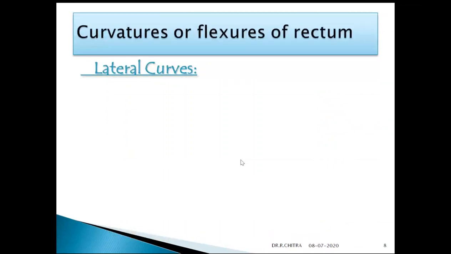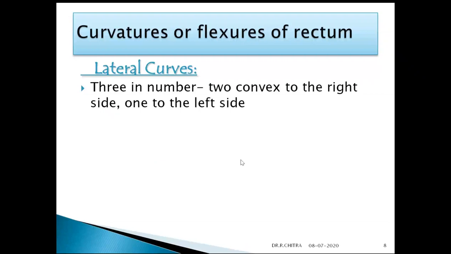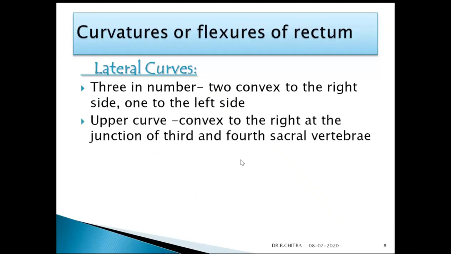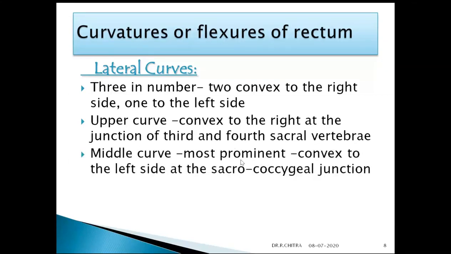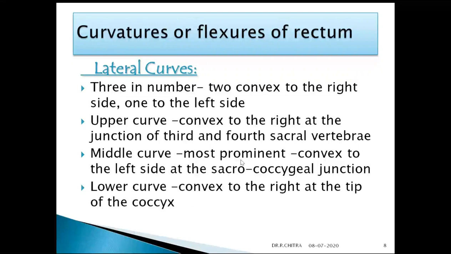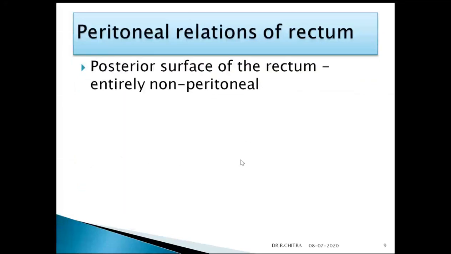So this rectum presents lateral curvatures also, 3 in number, 2 convex to the right side, 1 to the left side. Upper curve is convex to the right. It is exactly at the junction of third and fourth sacral vertebrae. Middle curve is the most prominent curvature, convex to the left at the sacrococcygeal junction. Lower curve is convex to the right at the tip of the coccyx. So two curvatures towards the right, upper and lower, middle curvature to the left. So we have finished the curvatures of the rectum or flexures of the rectum.